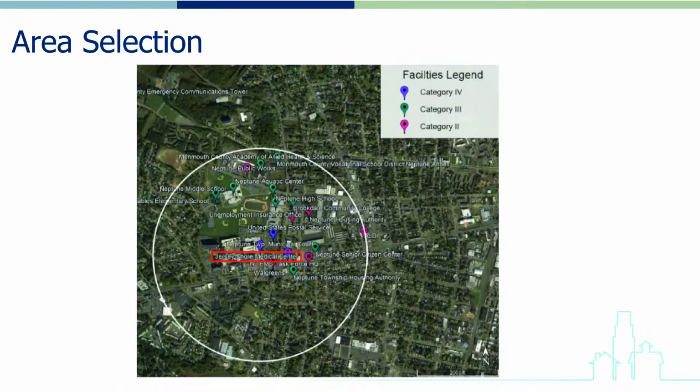If we draw a 1/2 mile radius around the medical center, we can confirm that it captures a wide number of the potential sites that have been identified, including 2 Category 4 facilities, the Neptune Municipal Building Complex and the EMS Training Center, as well as a number of Category 3s, Neptune's High School and Middle School, the Housing Authority, and the Neptune Senior Citizen Center.